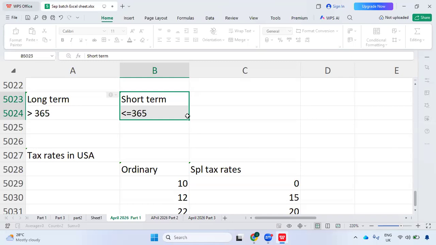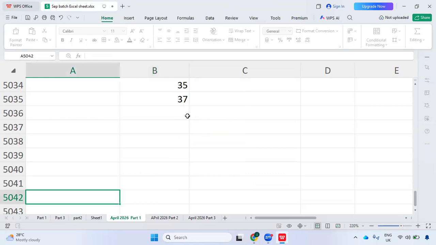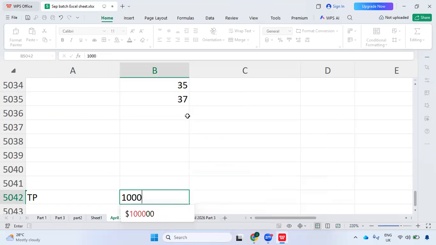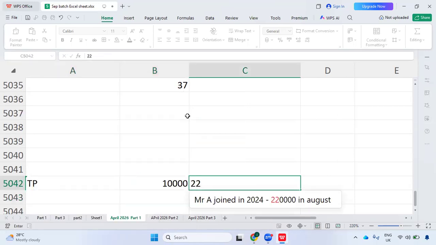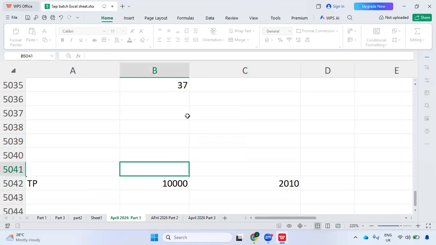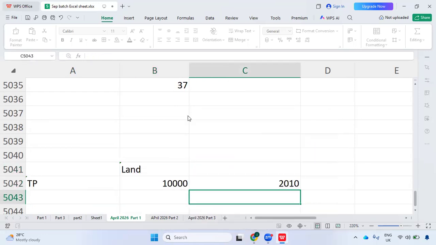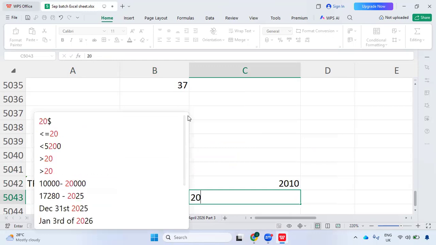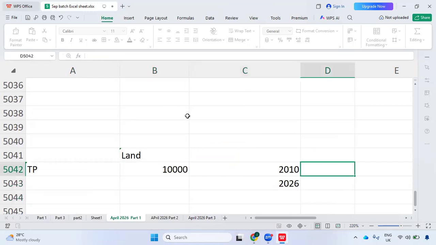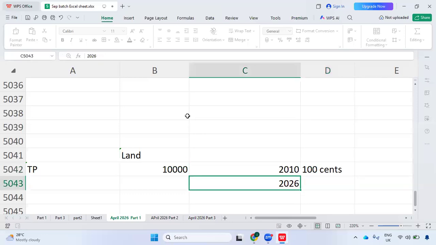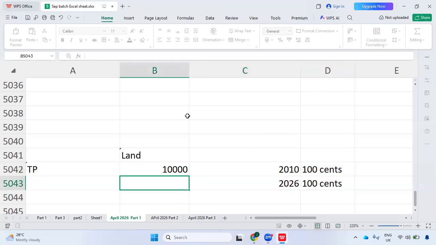Generally, let's think there is a property. A taxpayer purchased a property, a kind of land, for $10,000 in 2010. Can he buy the same land in 2026, say 100 cents, at $10,000? Another 100 cents adjacent to the land is available. Can he buy it at the same price? No, definitely not. It might be around $100,000.